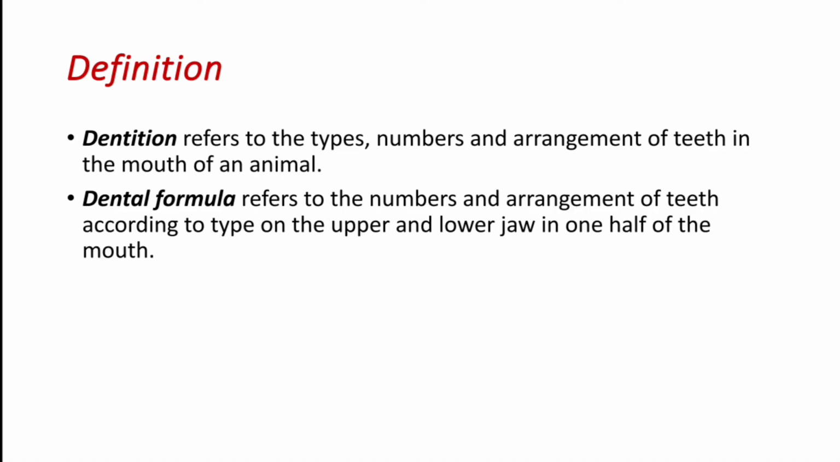We also need to know about the number because dental formula focuses on the number. So what dental formula shows you is the number of teeth that are arranged according to the type. So it will tell you, on this left side there are this many, on the upper jaw and on the lower jaw. Are you following? Because dental formula shows the number of teeth according to the type on the upper jaw and the lower jaw.